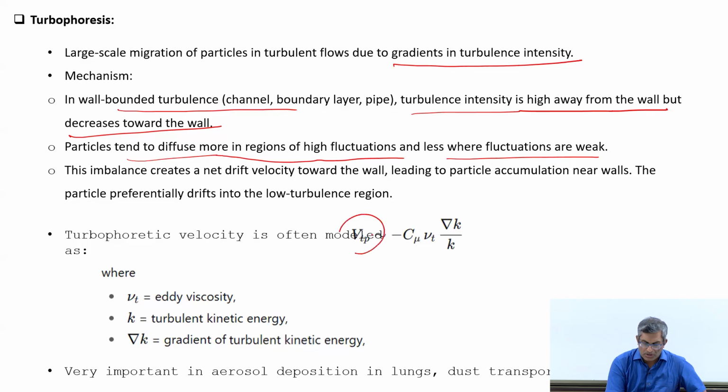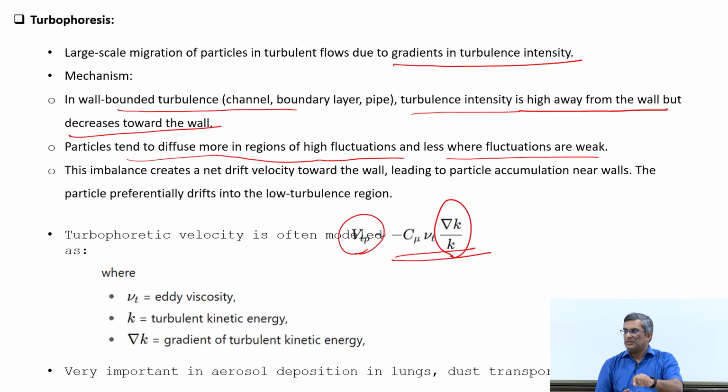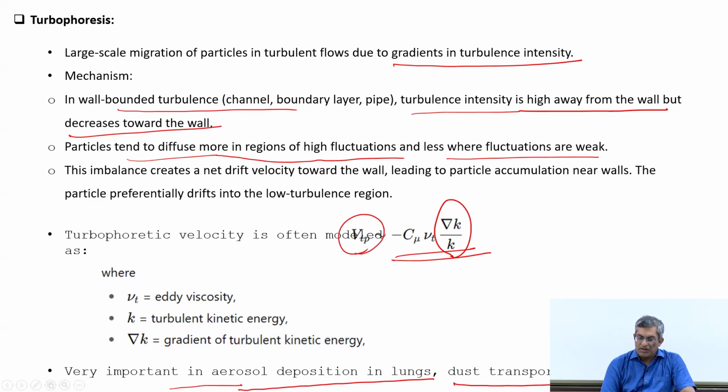And so, this turbophoresis velocity, or the velocity at which this will take place, basically depends on the gradient of the turbulent kinetic energy. Here there is no gravity effect. This happens because of the gradient in turbulent kinetic energy. Now, this is very important, for example, in aerosol deposition in lungs, dust transport in pipes. So, in all these cases, wherever we have the boundary effect or wall effect, this effect becomes important.